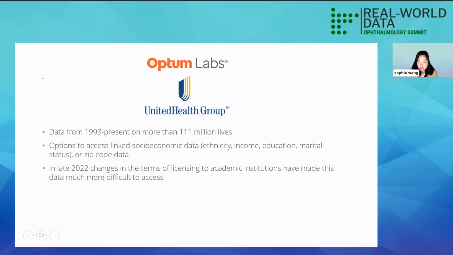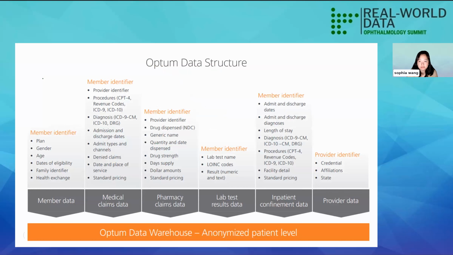There are also other forms where the data is formatted in a more common data model, for example, the OMOP common data model, which is becoming more common as a standardized method of storing observational health research data. In late 2022, they did make some changes in the terms of the licensing to academic institutions that have made data more difficult to access. So your mileage may vary.